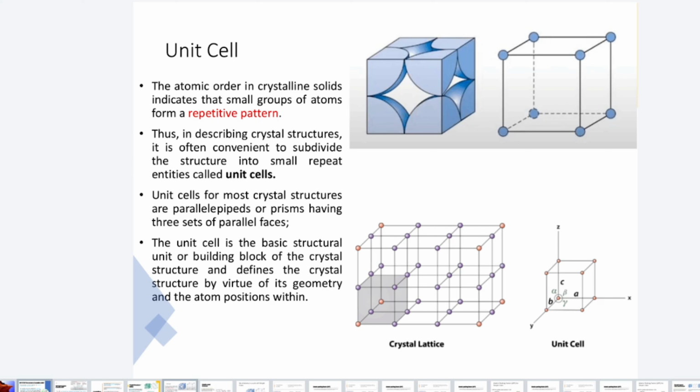Now the atomic order in the crystalline solid indicates that small groups of atoms form a repetitive pattern, and that small group of atoms is known as the unit cell. Now a unit cell is not a single atom, right? It is a group of atoms. That group is repeating within the whole crystal structure. Thus, in describing a crystal structure, it is often convenient to subdivide the structure into small repeated entities called unit cells. And different structures have different types of unit cell. Now here you see we have a simple cubic unit cell. This is known as the simple cubic unit cell.